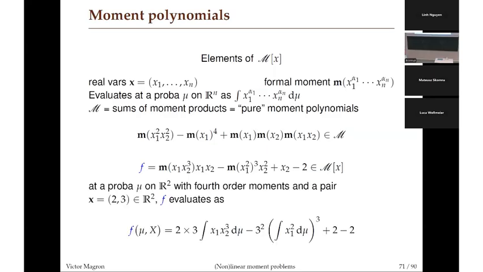Okay, so if you take your favorite measure on R2 with first order moments, then maybe you take your favorite point, which is 2, 3, and then you evaluate this polynomial. Well, you obtain 2 times 3, times the integral of x1, x2 to the 3. So there is no connection anymore between these 2 and this x1, right? Here you are integrating over the support of mu, when you only take x1 equal to 2 when you multiply.